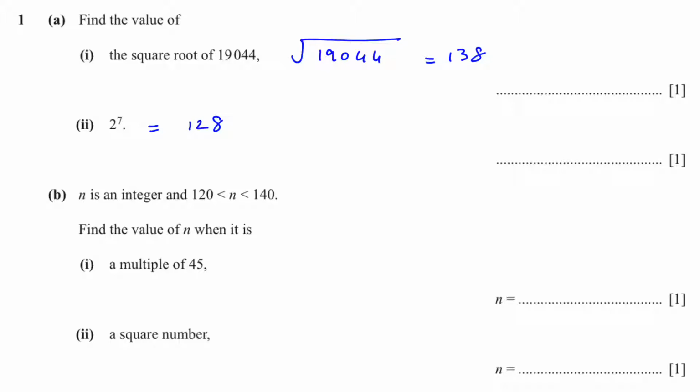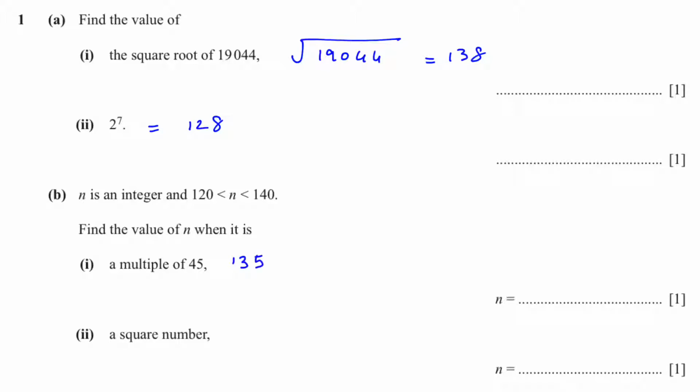B. n is an integer and 120 is less than n and n is less than 140. Find the value of n when it is a multiple of 45. Integer means a whole number, either negative or positive. And when they write less than, it means I cannot take 120 and I cannot take 140, any number in between. A multiple of 45 is 135.